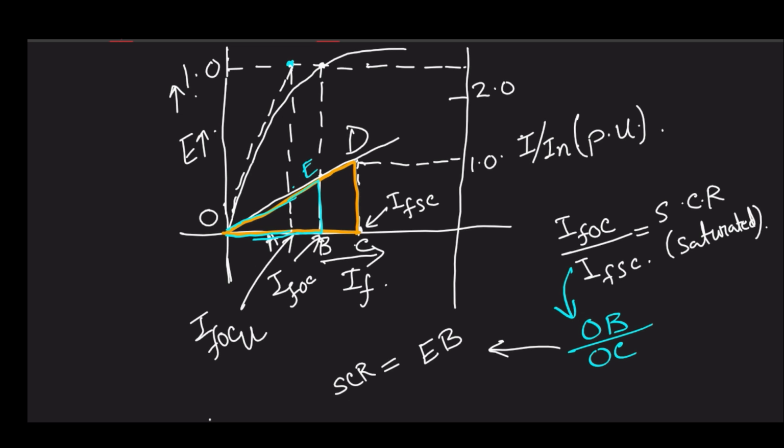Now it is our goal to establish a relation between our synchronous impedance and that with our EB. So what about per unit synchronous impedance? Per unit synchronous impedance we can write is equal to how much? That is the actual value of synchronous impedance divided by your rated voltage VN by IN.